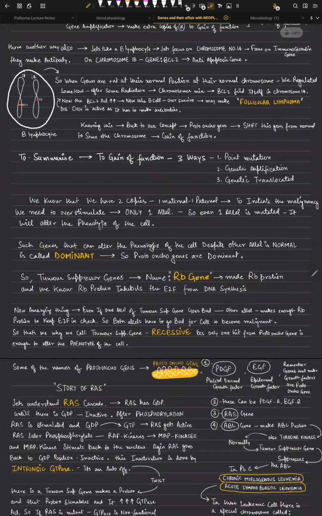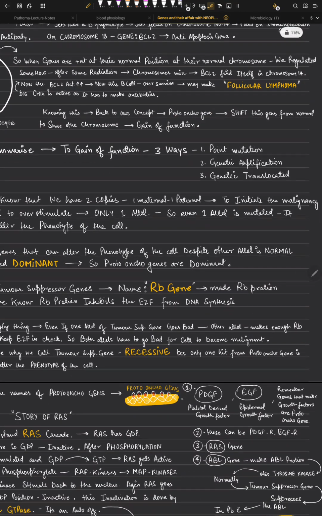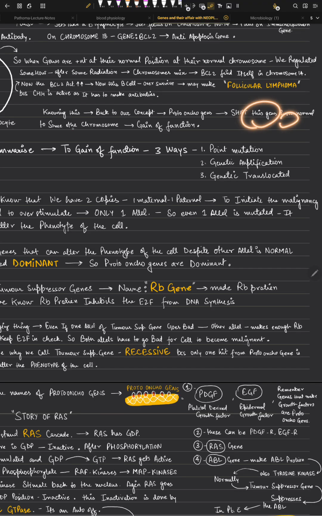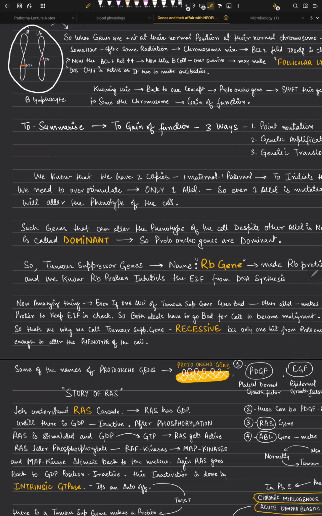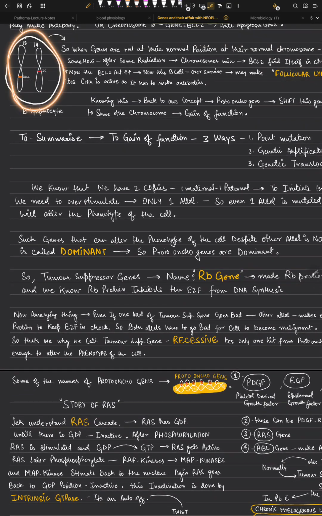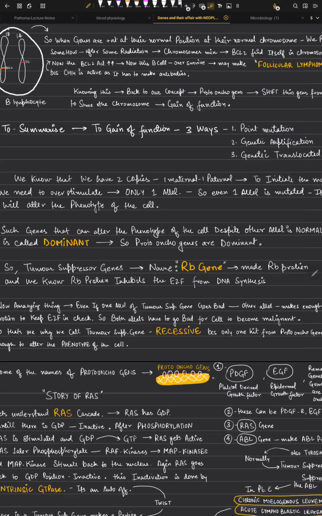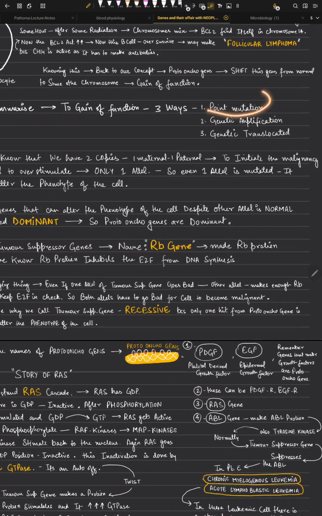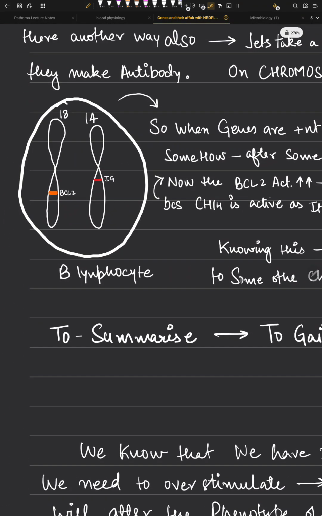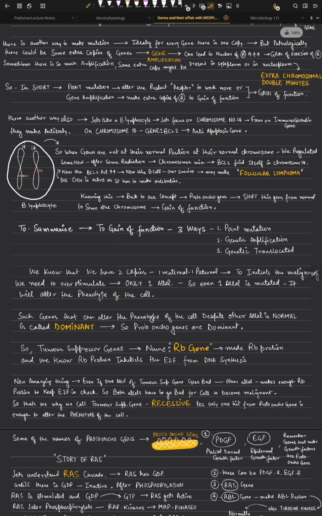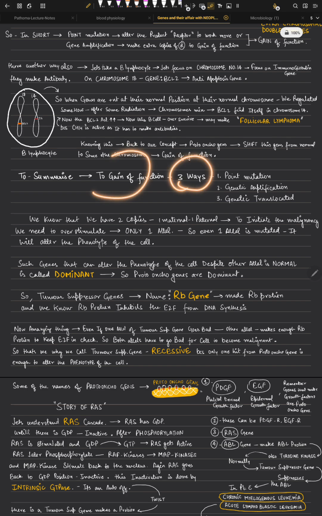Knowing this, back to our concept, right? We have something called proto-oncogenes. Shift these genes from normal to some chromosome, and we get something called gain of function. So this is a B lymphocyte, and I hope we understand this. To summarize, the gain of function can be in three ways. Point mutation at some receptor, right? There can be gene amplification by increasing the number of receptors, and there can be gene translocation, for example, as what we see: the BCL2 jumps from chromosome number 18 to chromosome number 14. So there are three ways to gain function.